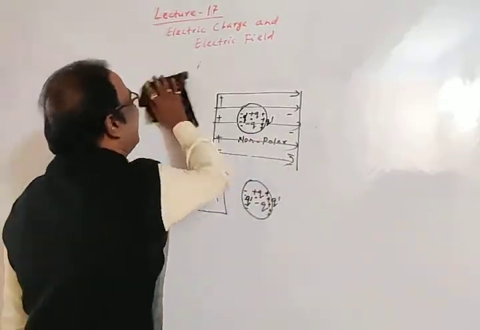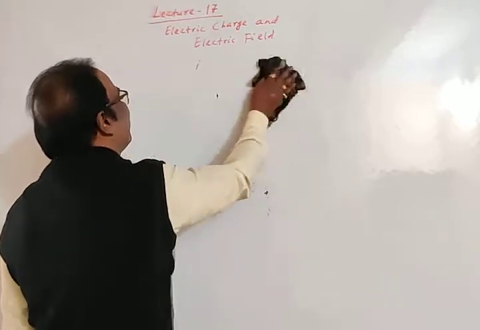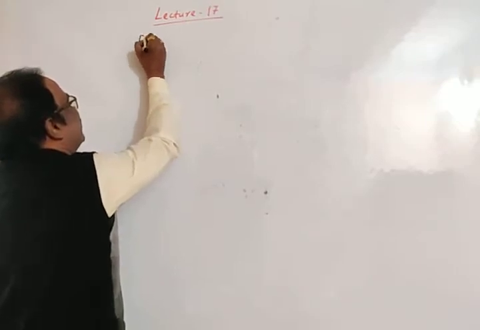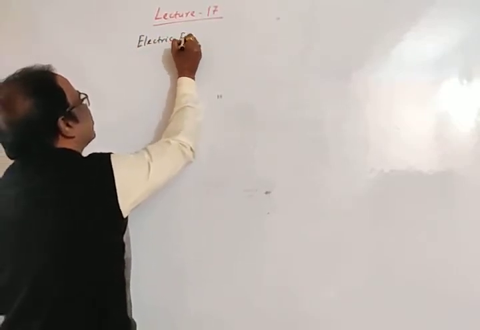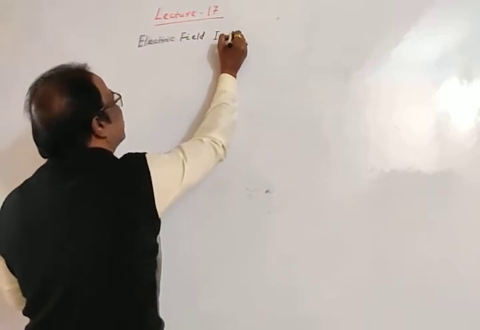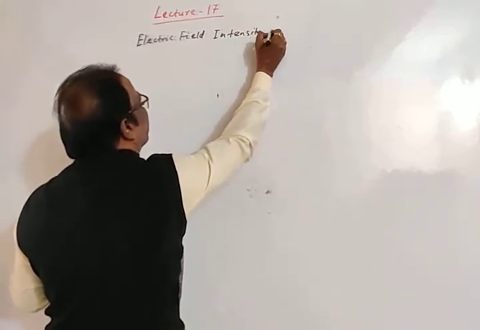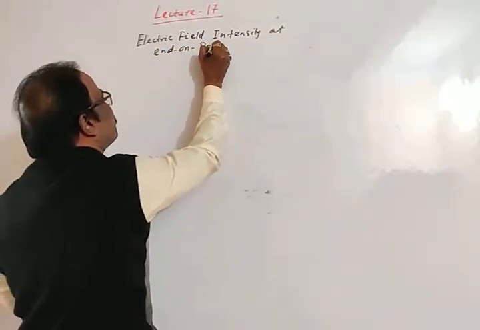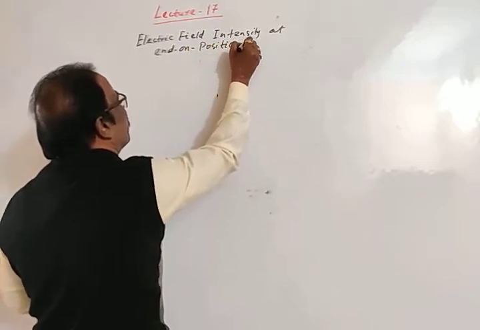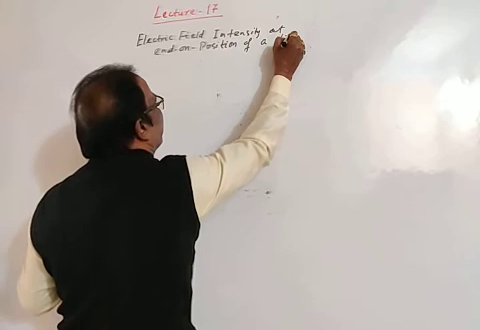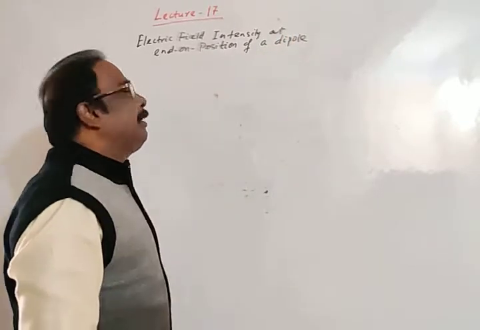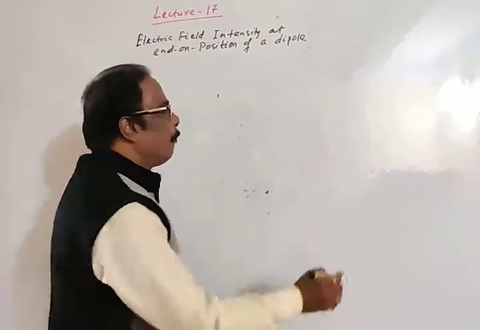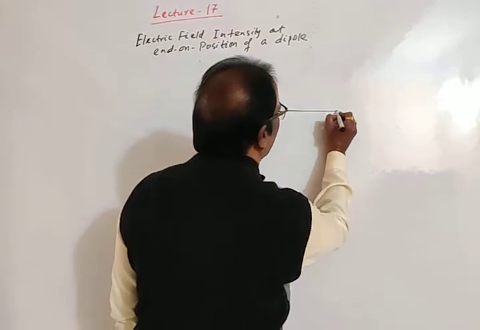Okay, then electric field due to a dipole. I am writing the complete heading: electric field intensity at end on position of a dipole. Electric field intensity at end on position of a dipole. Let's consider an electric dipole. Our first step is to consider an electric dipole.